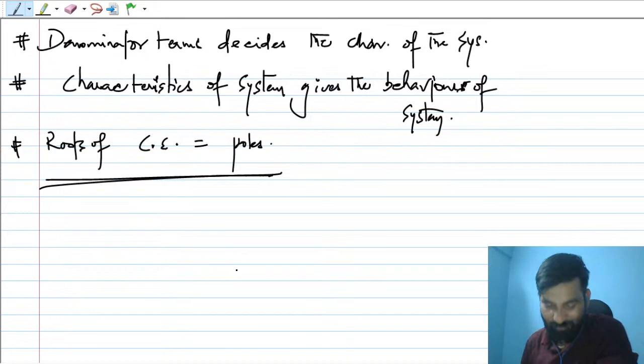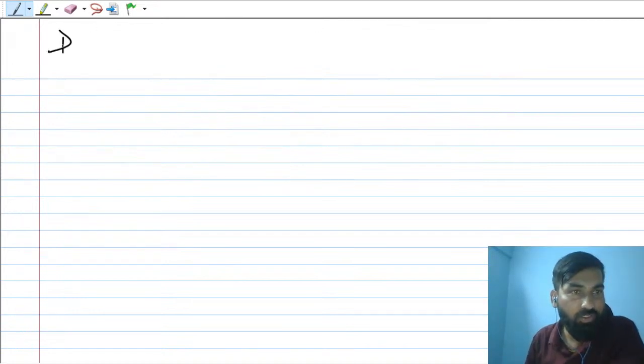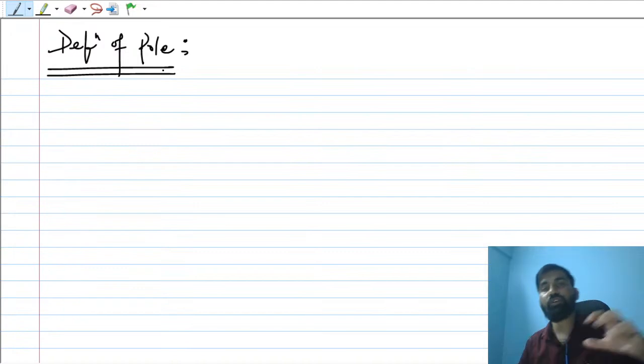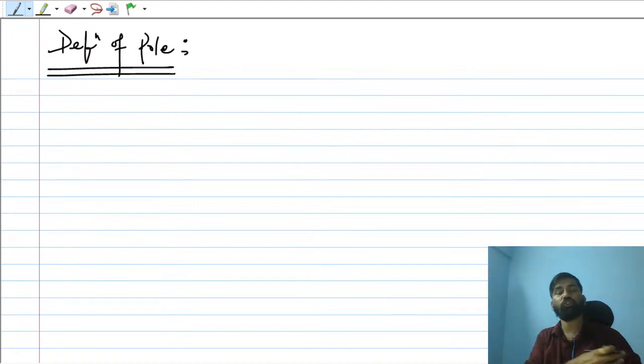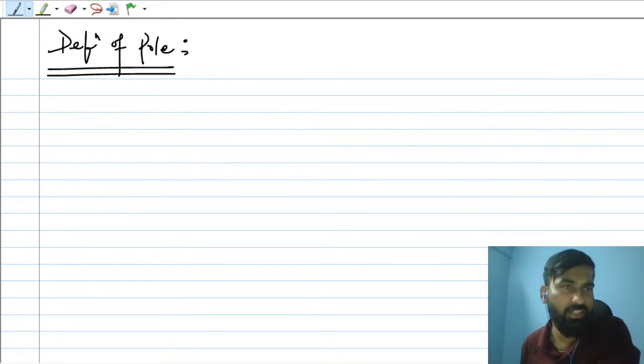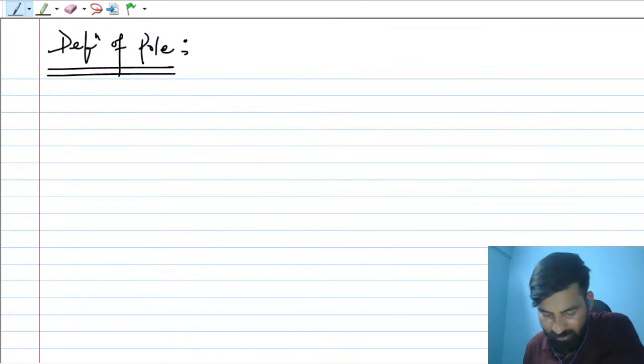Okay. So I'm going to write the definition of pole. Here you have to keep in mind the definition of pole. Before I start talking about block diagrams, and how to find the transfer function from a big block diagram, we are defining these basic things. The definition of pole: the pole is nothing but the negative inverse of the system time constant.